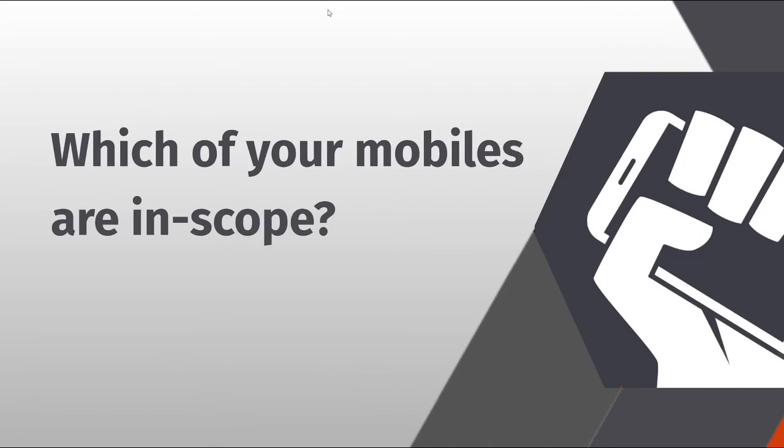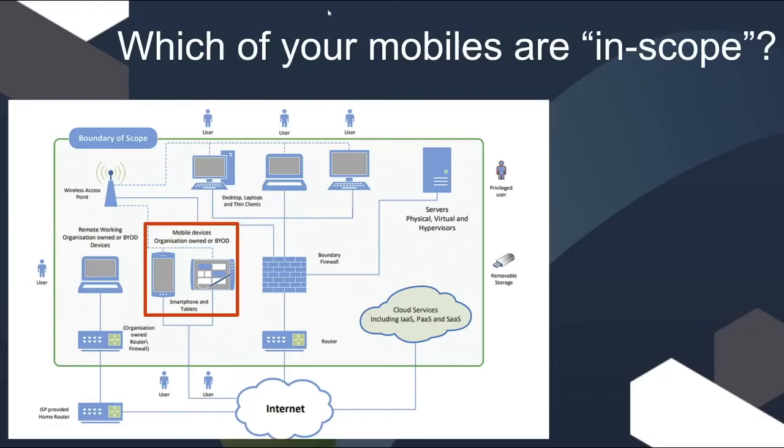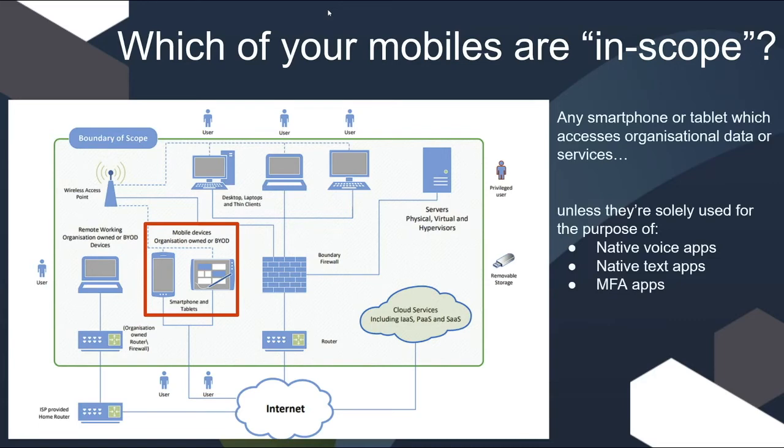So now that we've covered off the business case, the benefits for attaining Cyber Essentials compliance, the next key question to answer is, which of your mobiles are in scope? Well, here we've got the boundary of scope as taken from the Cyber Essentials assessment criteria itself, and we're going to be honing in on this section that you see I've outlined in red here. The short answer to the question, which mobiles are in the scope, is any device which accesses organizational data or services. This encompasses both BYOD or corporate-owned devices in exactly the same way.